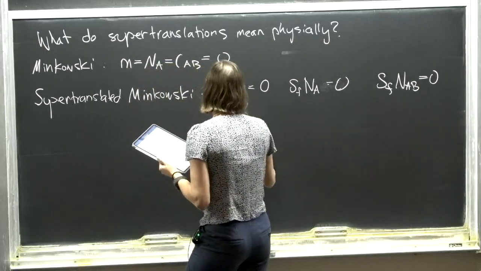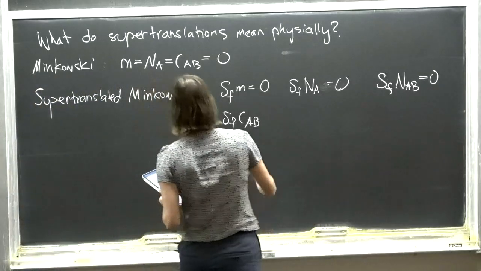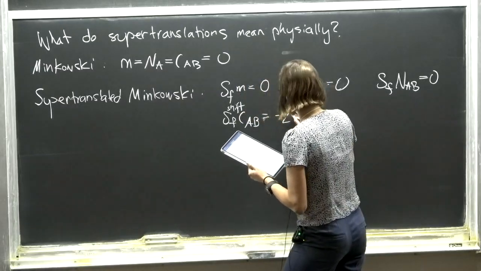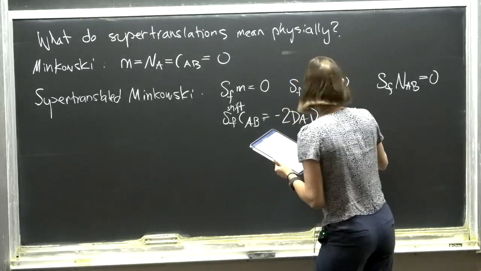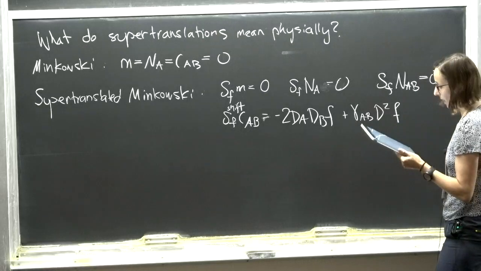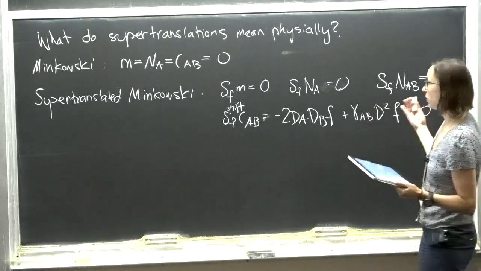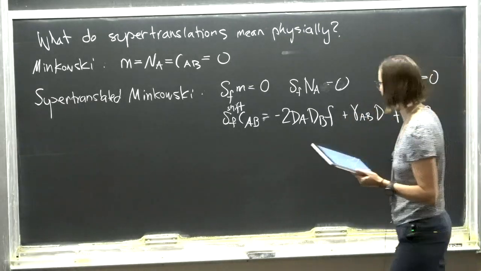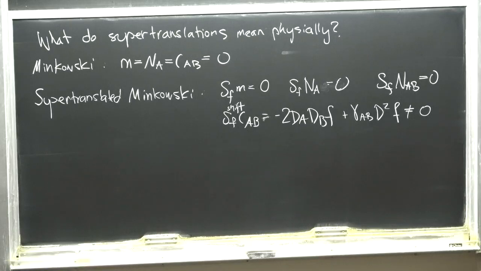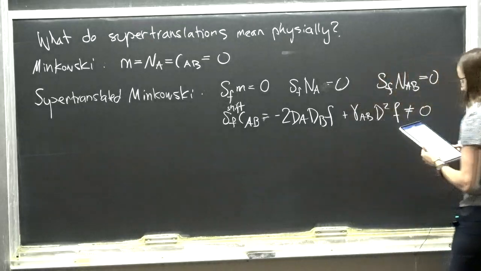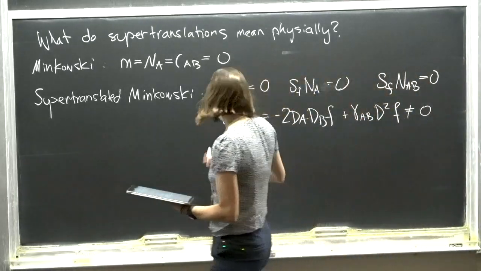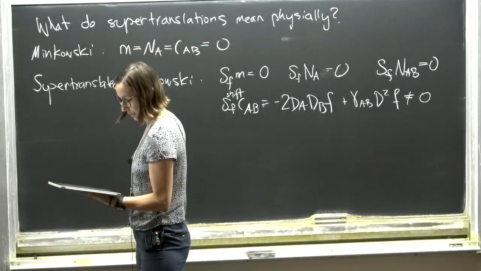But if we look at the change of C_AB, there is an inhomogeneous piece. So there is, let me call this a shift term, which is given by what I've written over there: minus 2 D_A D_B f plus gamma_AB D squared f. And I remind you again that D_A is the covariant derivative on the two-sphere. D squared is the Laplacian on the two-sphere. And this is not zero, because when we do a supertranslation, we pick some f. f is not zero, and f is not a constant. If f was a constant, for example, if we do a global time translation, so f would be 1, then this would also go away, which is what we would expect. So now we see that the new C_AB is no longer 0 after doing a supertranslation, except if the supertranslations are restricted to global translations.